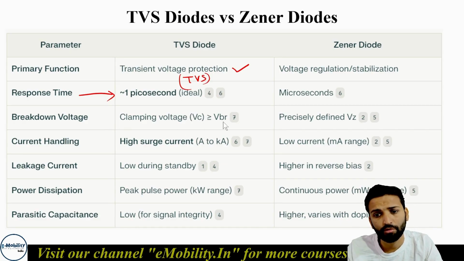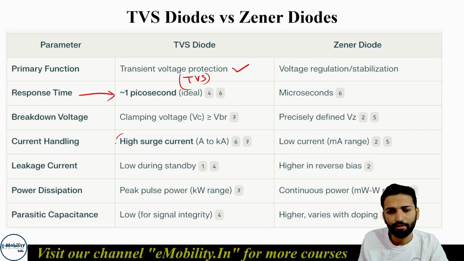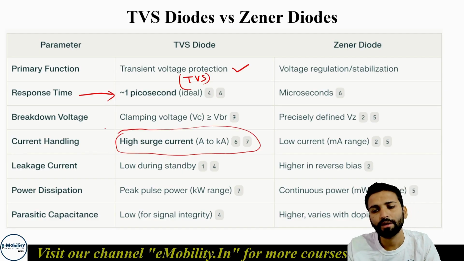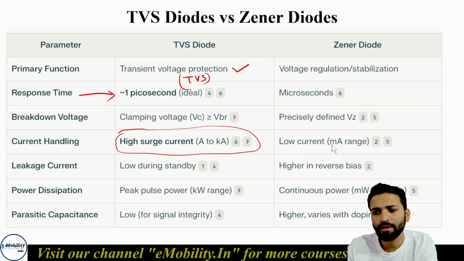For breakdown voltage, the clamping voltage is usually more than the breakdown voltage. Means if you want to clamp at 10 volt, the breakdown voltage will be 10 volt only, and the clamping voltage can be higher also. For Zener, this is precisely VZ because it is used for voltage regulation, so I need a fixed voltage. The current handling capacity of TVS is very high. It can handle up to kiloampere because TVS is used for protection. During a surge, a very high impulse current of 1 kiloampere can also come, so it should be able to handle that current. And a Zener diode, because it is not used for protection, is usually in the low current range, at the milliampere level. So TVS can handle a peak power in the kilowatt range, while Zener is in the milliwatt range.